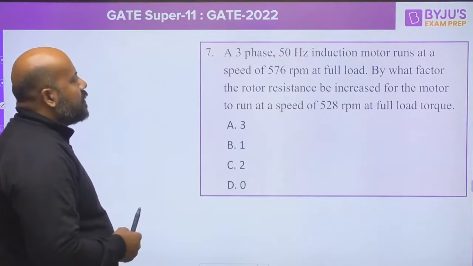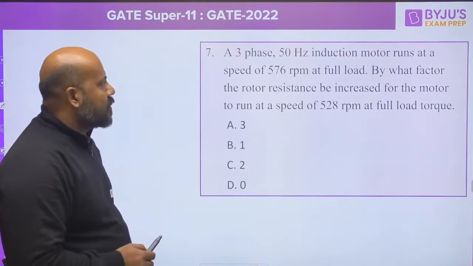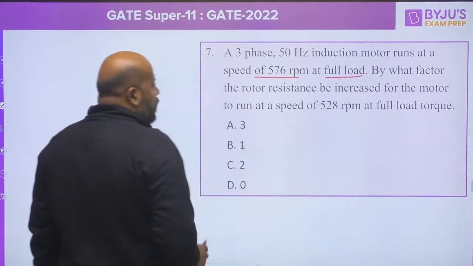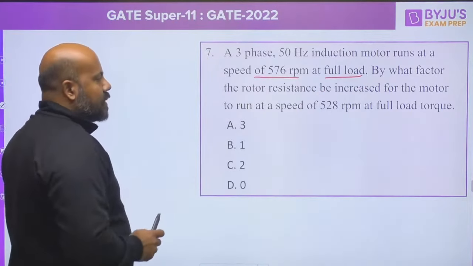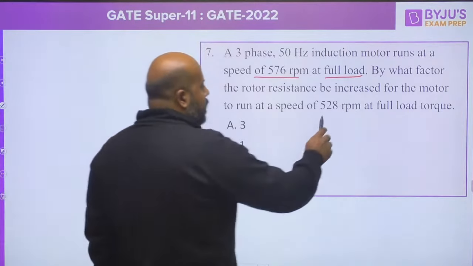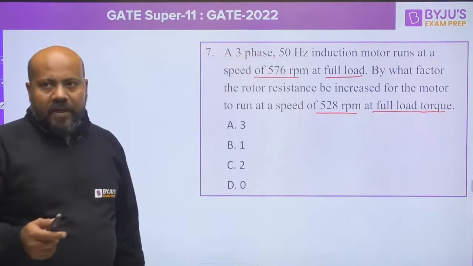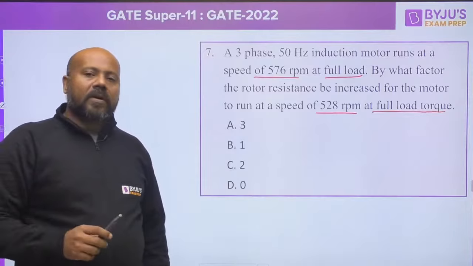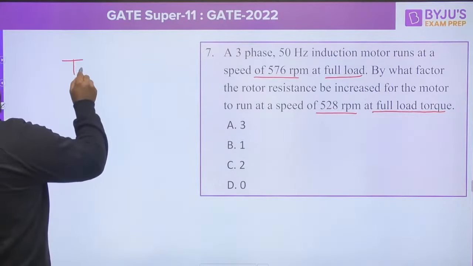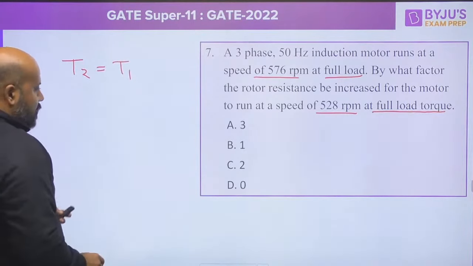He is saying there is a 3-phase 50 Hz induction motor that runs at a speed of 576 RPM at full load. So full load speed is given. He is saying by what factor the rotor resistance must be increased for the motor to run at a speed of 528 RPM, again at the full load torque. So for both speed conditions he is mentioning the full load torque, it means the torque is going to be the same for both the conditions.